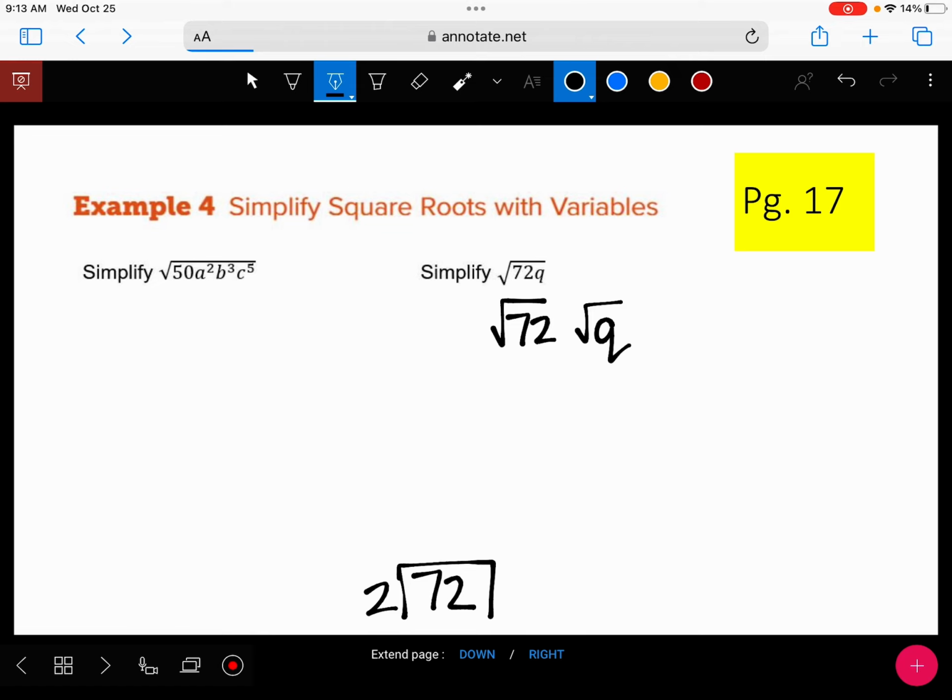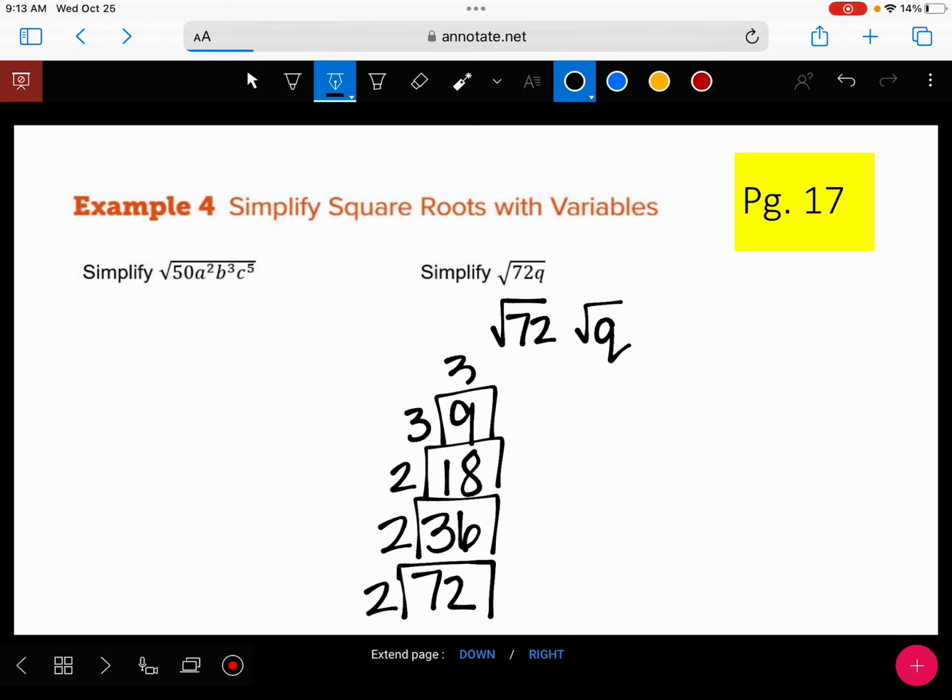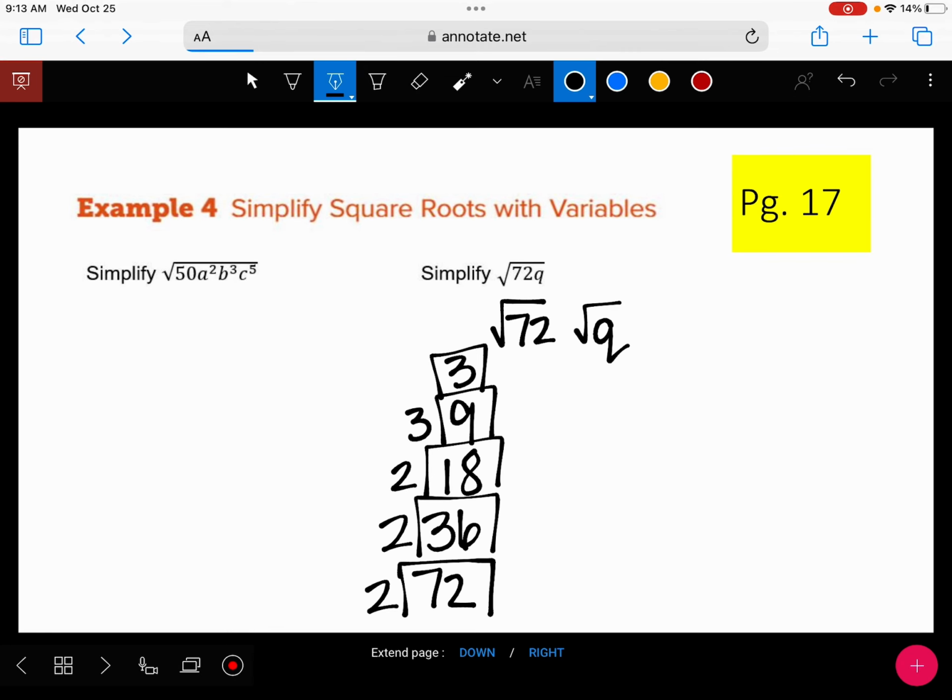So 2 goes into 72 36 times. 2 goes into 36 18 times. 2 goes into 18 9 times. 3 goes into 9 3 times. And 3 goes into 3 1 time. So I got 5 layers.